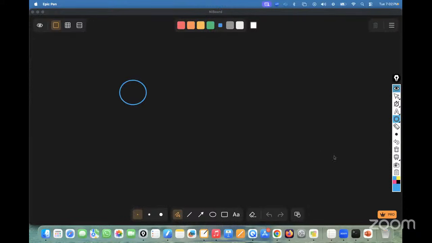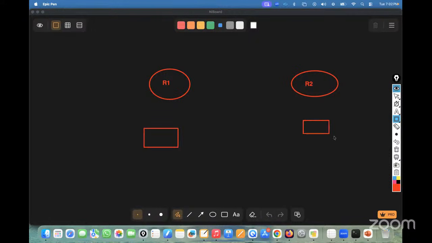So this is one router. Let me use a different color. This is one router, and this router wants to talk to another router. This is R1, this is R2. Below that router we might have a switch, and below the switch we have the client connected. This is my switch 2, this is my switch 1, and this is my client A and this is my client B.